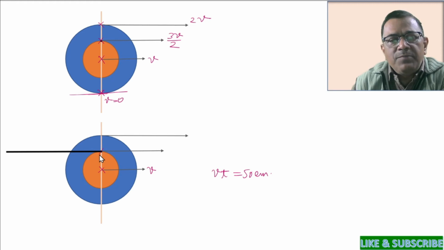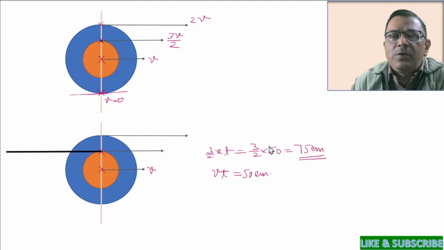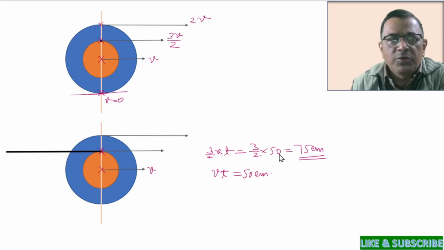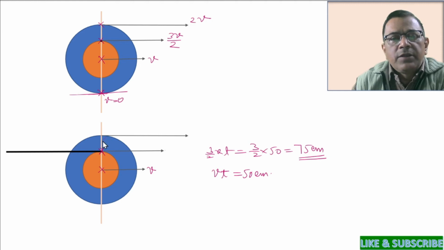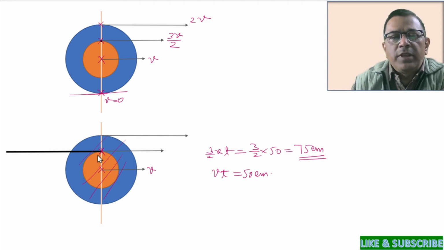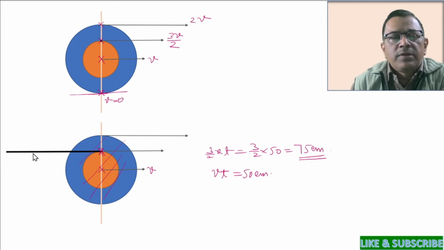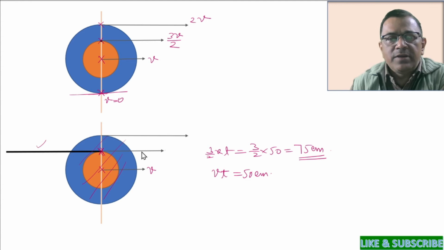Now during the same time, this point should move ahead by the distance 3/2 vt, and this is equal to 3/2 times 50, which is 75 centimeters. Now you see, this point should move ahead by 50 centimeter. Now the argument is, because the roller has moved ahead by 50 centimeter, and this point moves ahead by 75 centimeter, with respect to the roller, this scale should be 25 centimeter ahead.